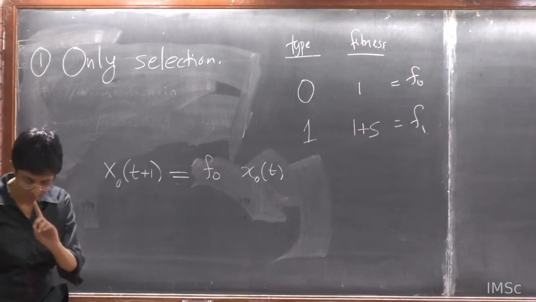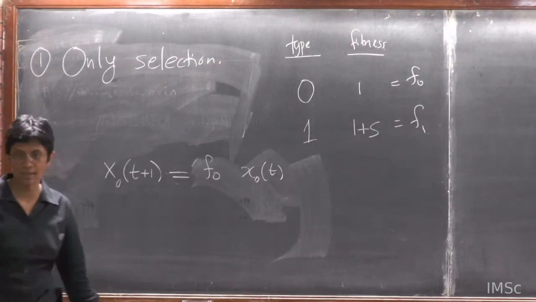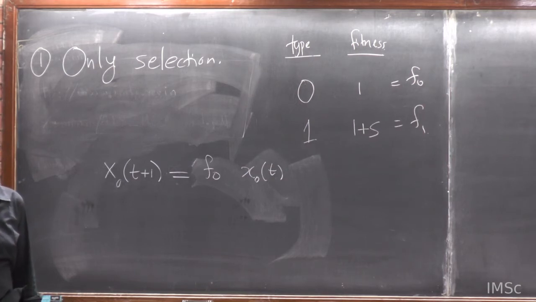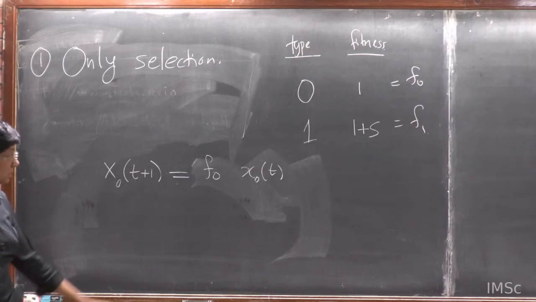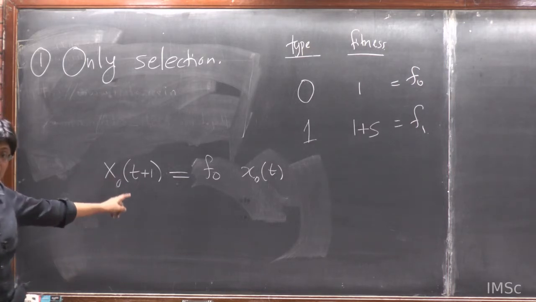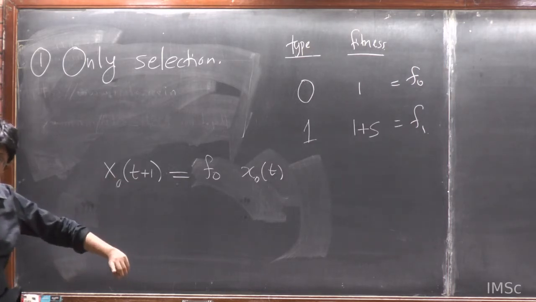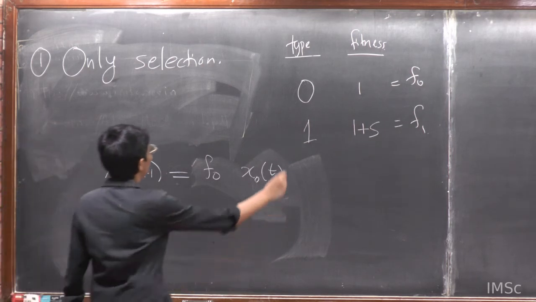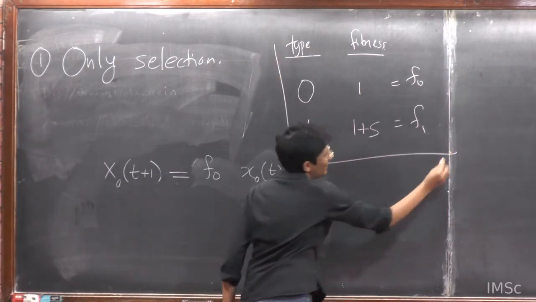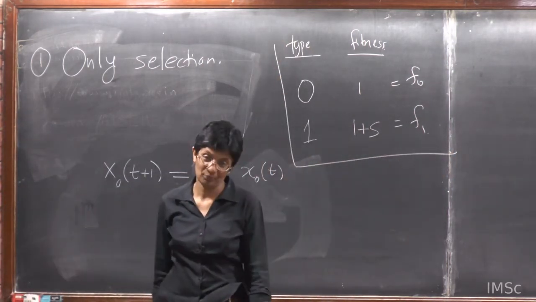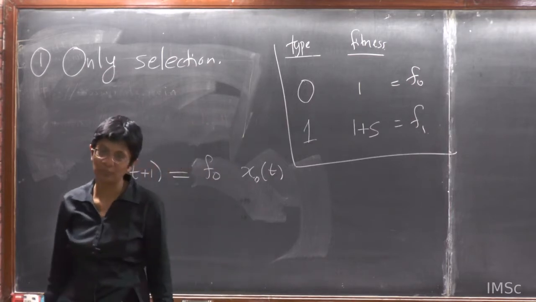X0? F0 is constant? Yeah. That's not a function of time. F0 is a constant. So what is x naught t? If f0 is constant, x0 t plus 1 is f0 into x naught t. But even then it is not 0. It will be linearly increasing, no?